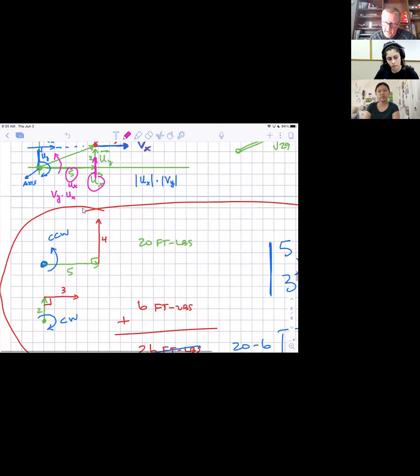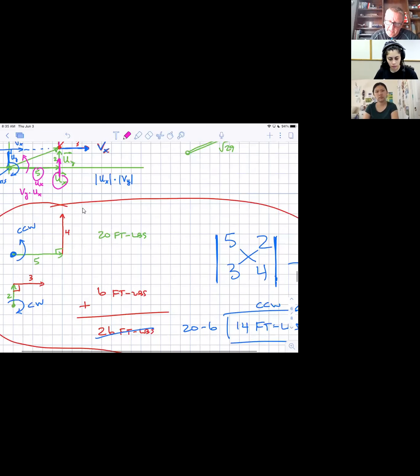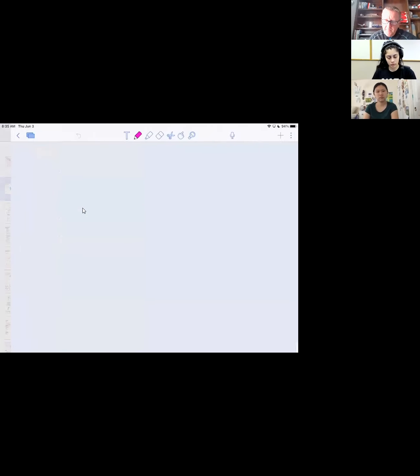Frankly, the easy way to get 20 and 6. But then we noticed, hey, they're fighting against each other. We can't add them. We got to subtract them. The question is, can you see this in 3D?